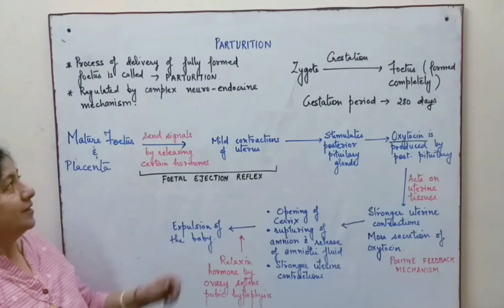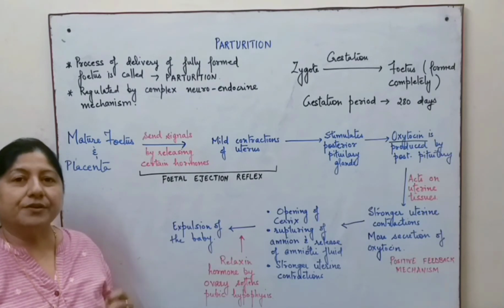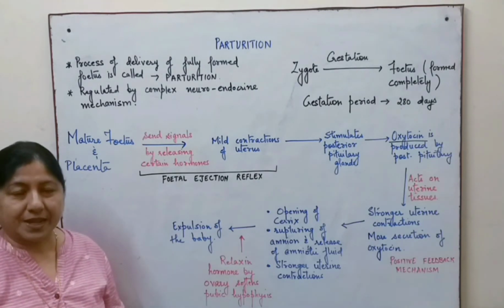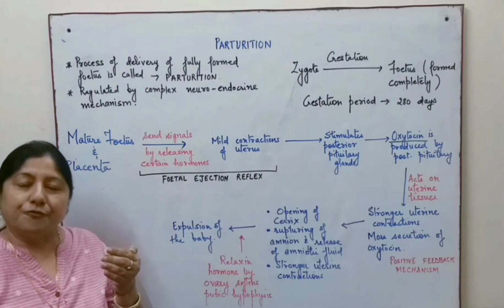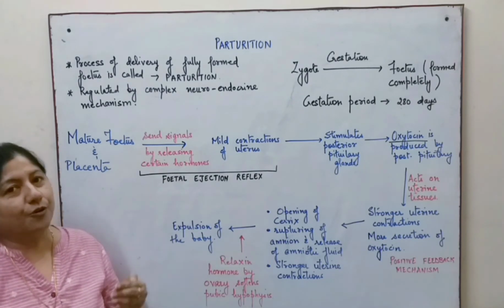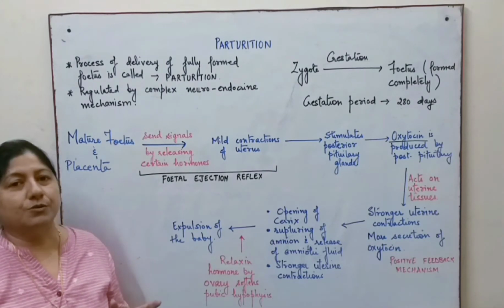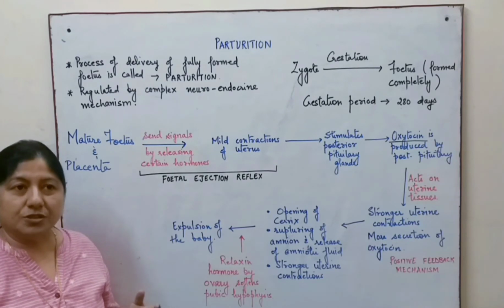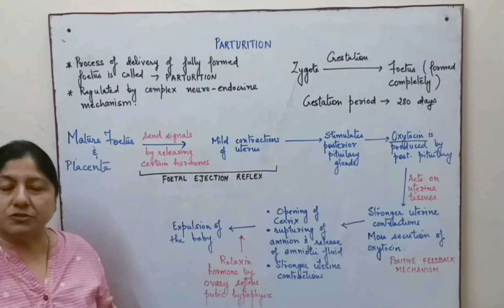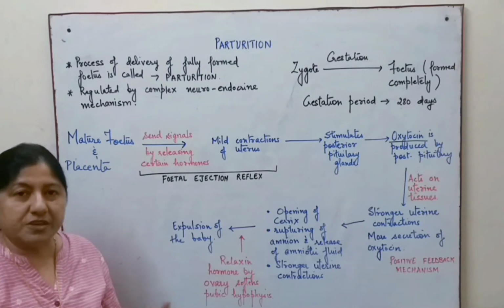Welcome children. Today we are going to talk about another important process, that is parturition. And this is the last phase, or the last step, which leads to the birth of the baby. In the previous videos we have talked about the process of fertilization, the zygote formation, the morula formation, the formation of the blastocyst, and the embryonic development. What are the major events?